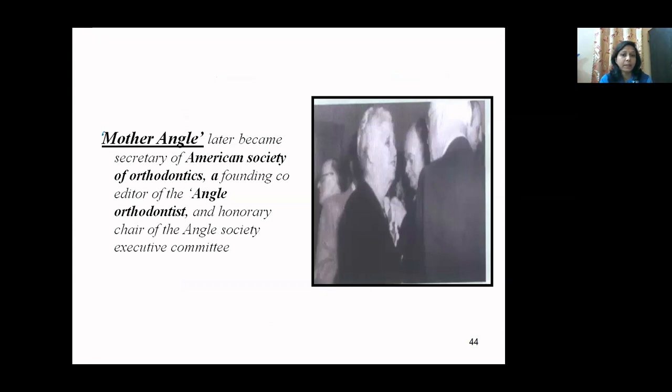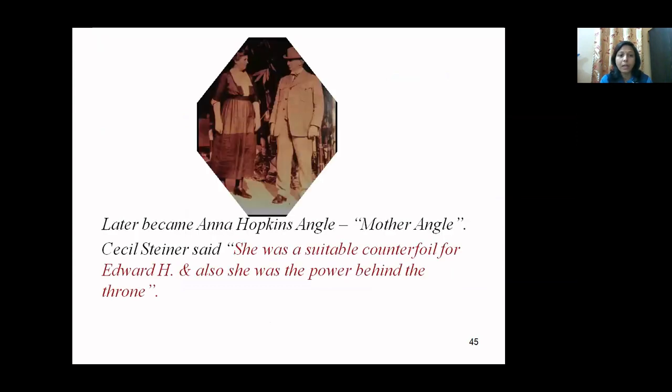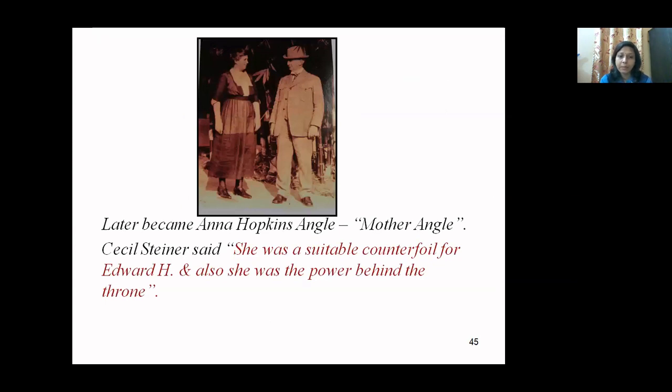Mother Engel later became secretary of the American Society of Orthodontics, and she was the wife of Hartley Engel. She was a founding co-editor of the Engel Orthodontist, an honorary chair of the Engel Society Executive Committee. Later, she became Anna Hopkins Engel, named as Mother Engel. Cecil Steiner stated that she was a suitable counterfoil for Edward H. Engel, and also she was the power behind the throne.